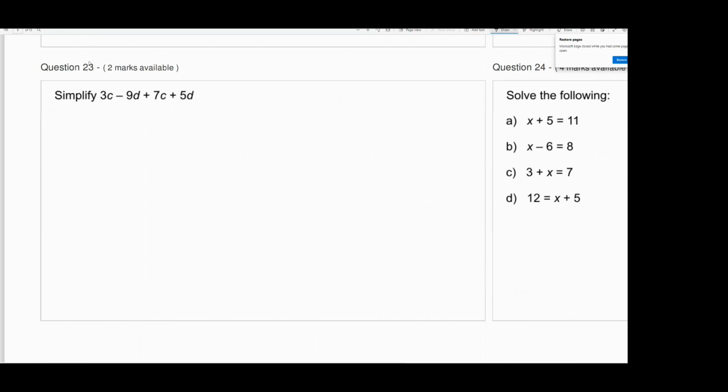So if you have a go at 23, this time you've got two different letters. Remember, you can't add the letters together. Yeah, you get 10c. Brilliant. The only thing is, for the d, you've got minus 9d plus 5d. So you've got to do minus 9 add 5, which is minus 4. You get 10c, take away 4d.